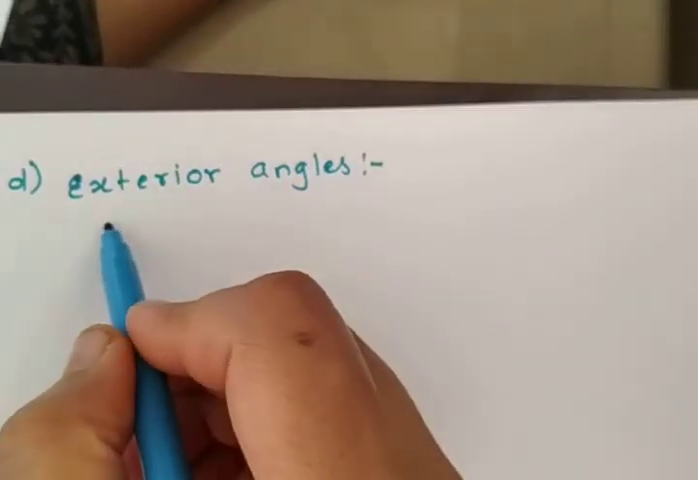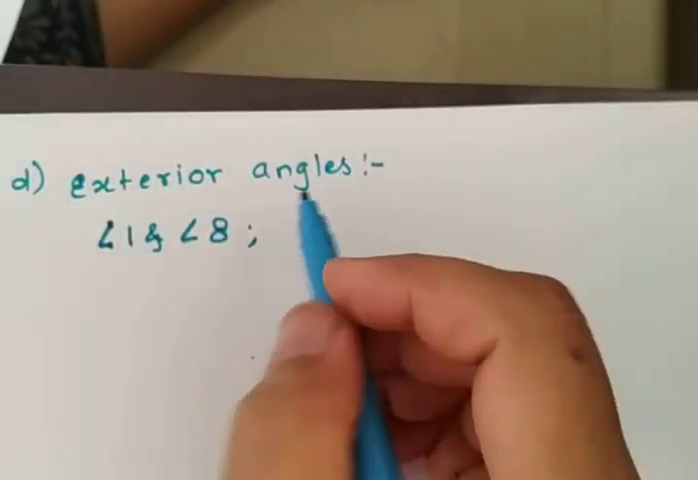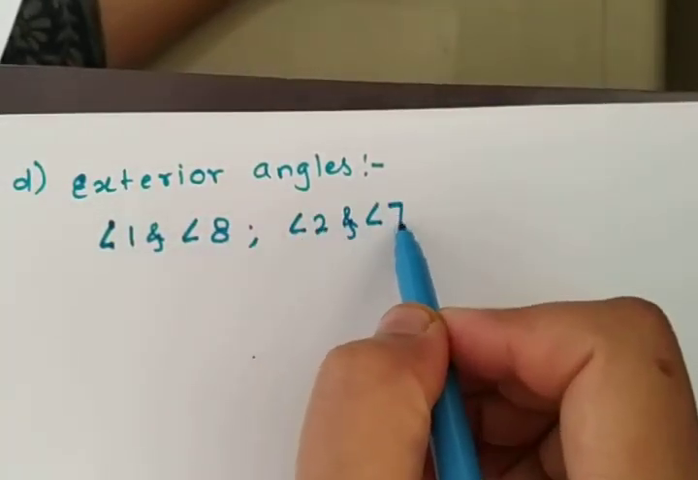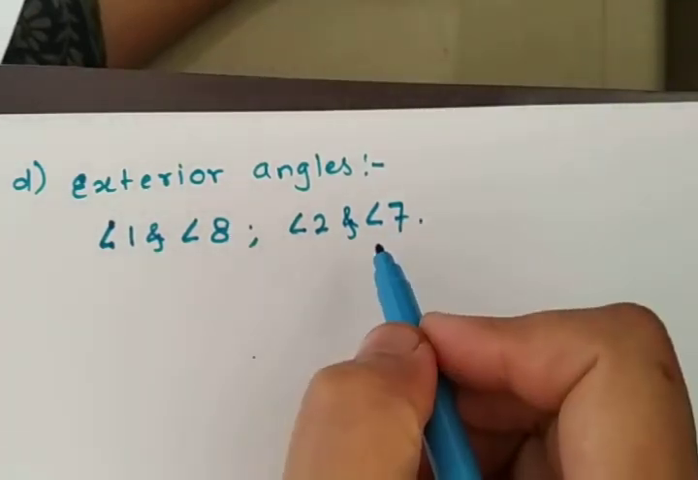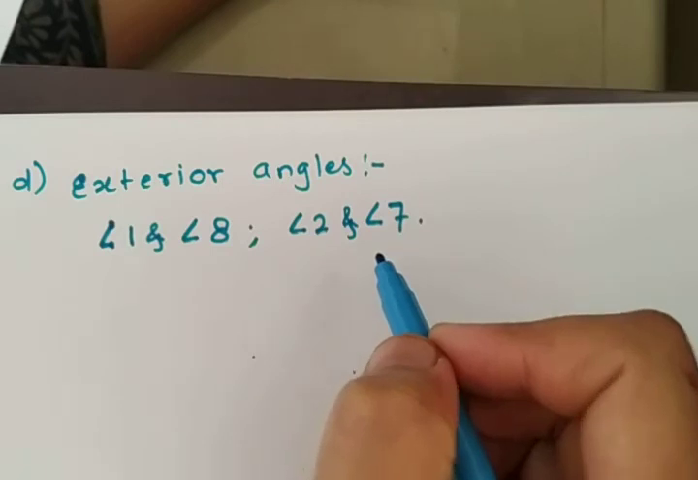Okay. So I'll write over here angle 1 and angle 8. These are forming exterior angles, and angle 2 and angle 7. These are exterior angles. So how many pairs are we getting over here of exterior angles? 2 pairs. Clear?